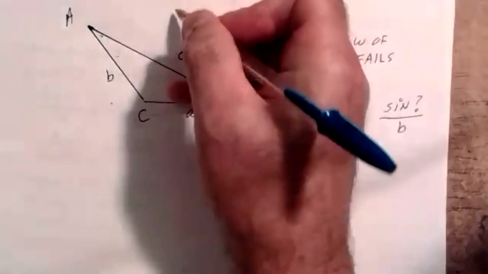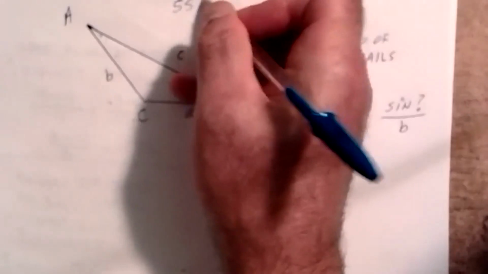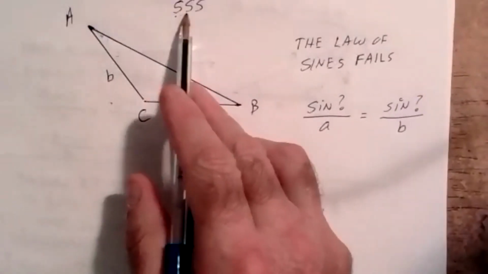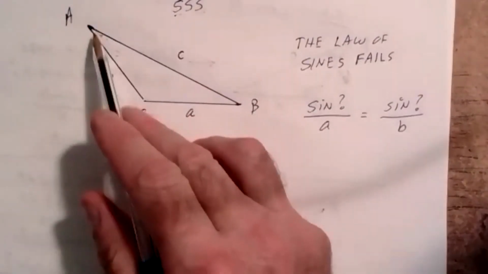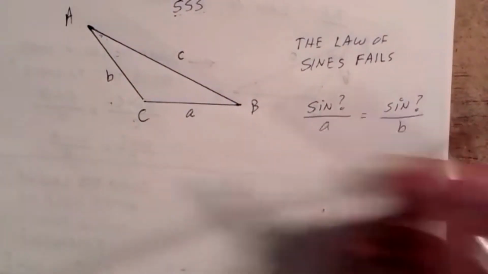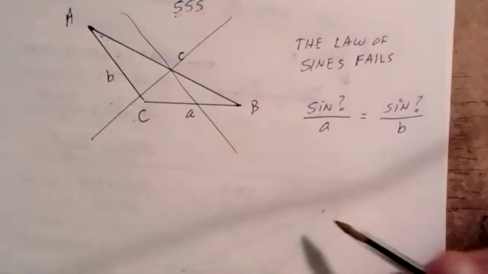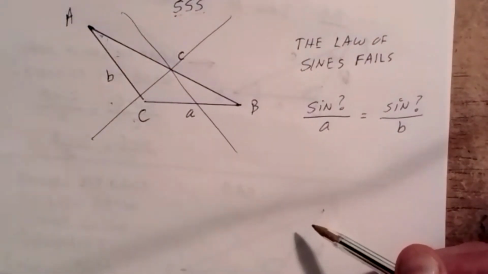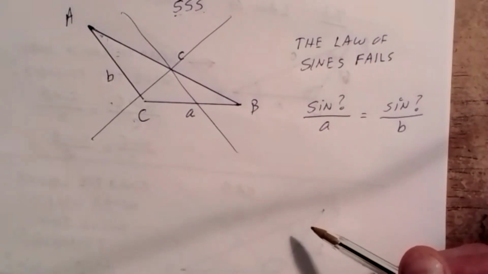This is a scenario where we know all three sides of a triangle, side, side, side. If we know all three sides of a triangle, the law of sines does not help us solve the triangle. It fails. So the law of sines works okay for triangles just so long as we don't have the side angle side or the side, side, side scenario.